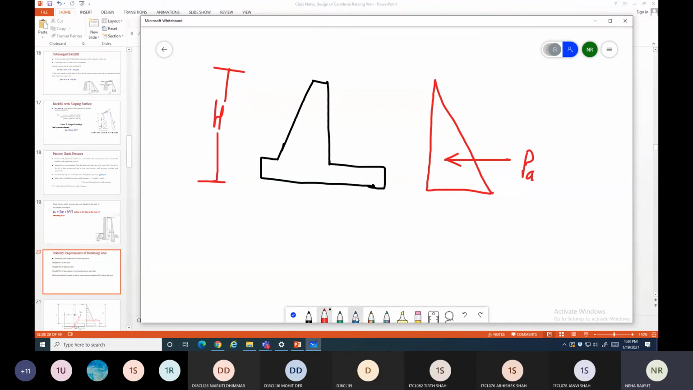And who will resist? The resisting portions are the reinforced concrete elements. The very first reinforced element of the retaining wall is the stem part. So this stem part will resist this active pressure. Then this base slab will resist the active pressure. So the weight of the retaining wall itself will give the resistance to the instability due to active pressure.